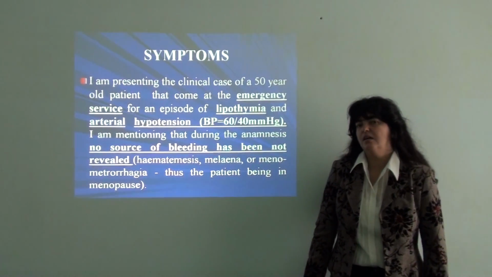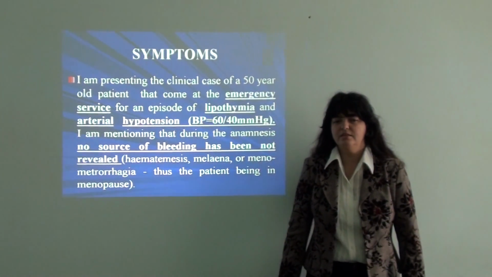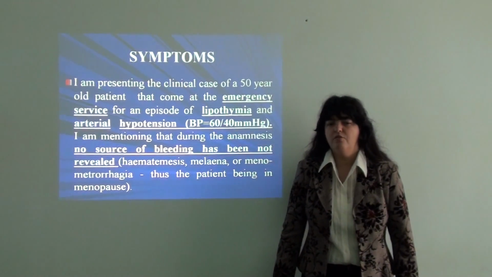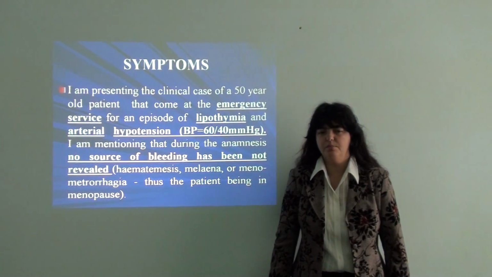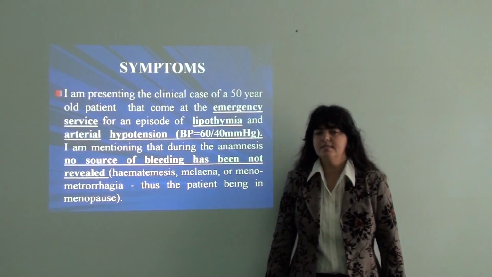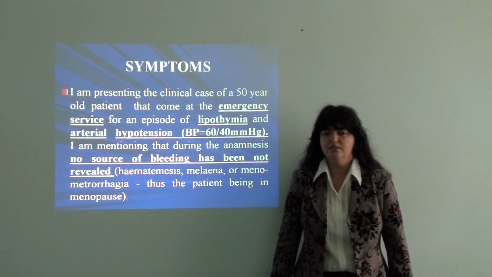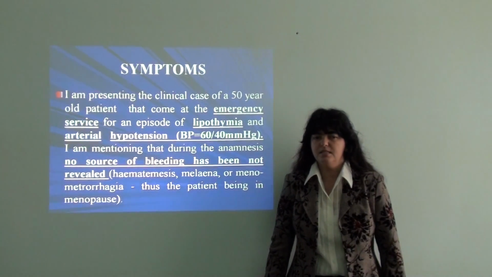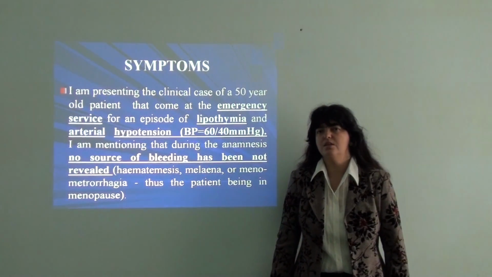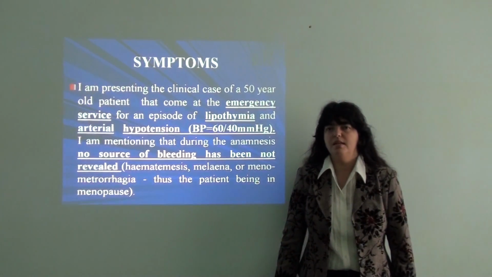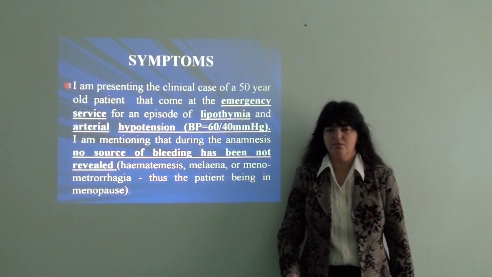I am presenting the clinical case of a 50-year-old patient that came to the emergency service for an episode of lipopenia and arterial hypotension. The blood pressure was very low, 16/14 mm mercury. I am mentioning that during the anamnesis, no source of bleeding was revealed, such as hematemesis, melena, or menometrorrhagia, the patient being in menopause.